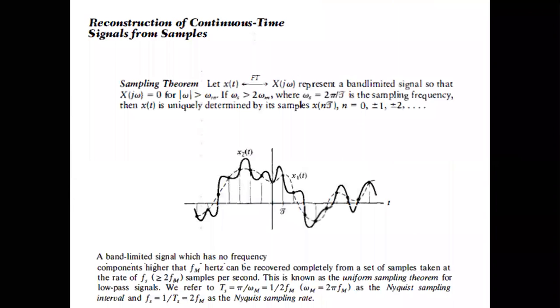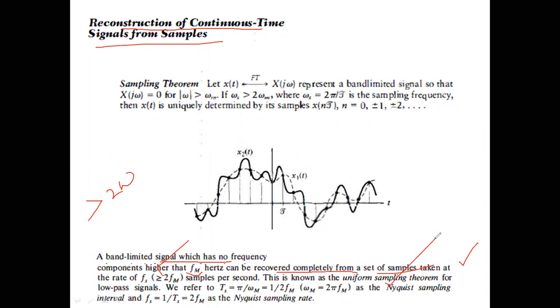So what is the sampling theorem? See here, this is the sampling theorem, for us to be able to reconstruct a continuous time signal from its samples. What does it say? A band limited signal which has no frequency components higher than FM, the maximum signal frequency, can be recovered completely from a set of samples taken at a rate higher than 2W, right? Your sampling rate should be greater than twice the maximum signal frequency. This is called the uniform sampling theorem.